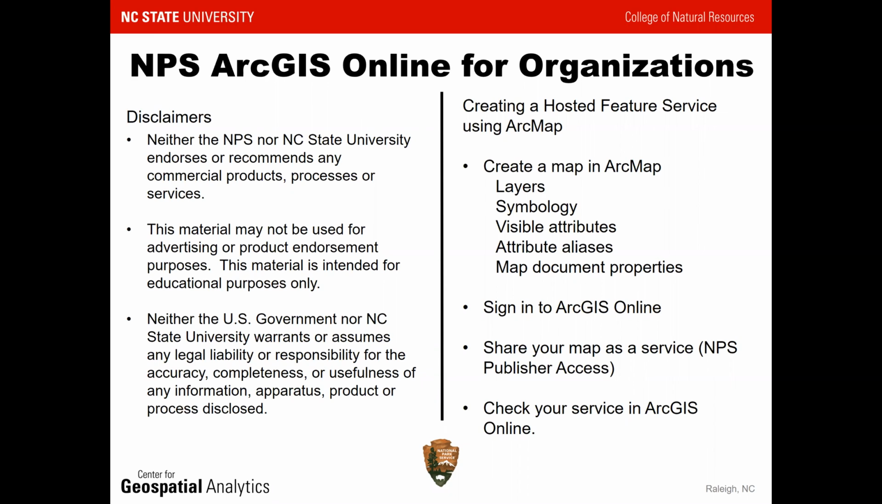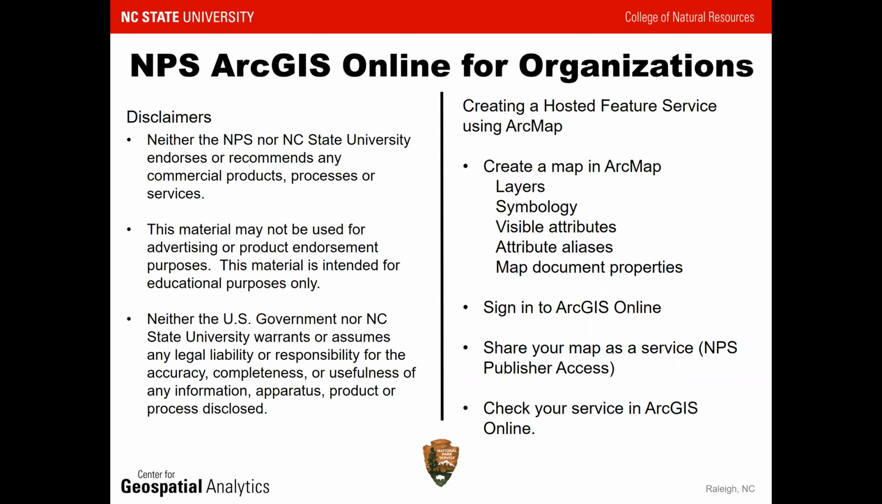So in ArcMap, some things that you need to be considerate of are the layers within your ArcMap document, the symbology of those layers, the visible attributes, the attribute aliases, and the map document properties, because all of these will be very helpful in creating your service and also providing information to your audience.